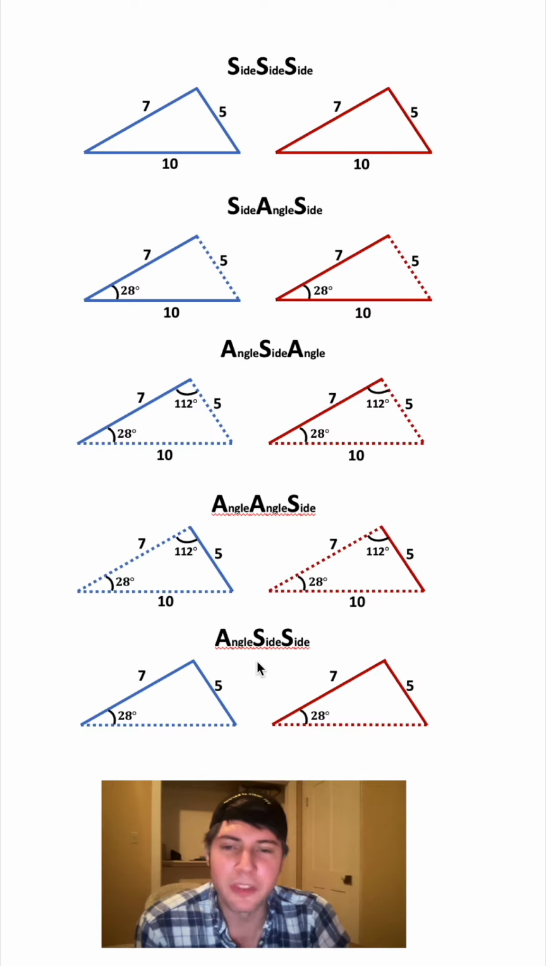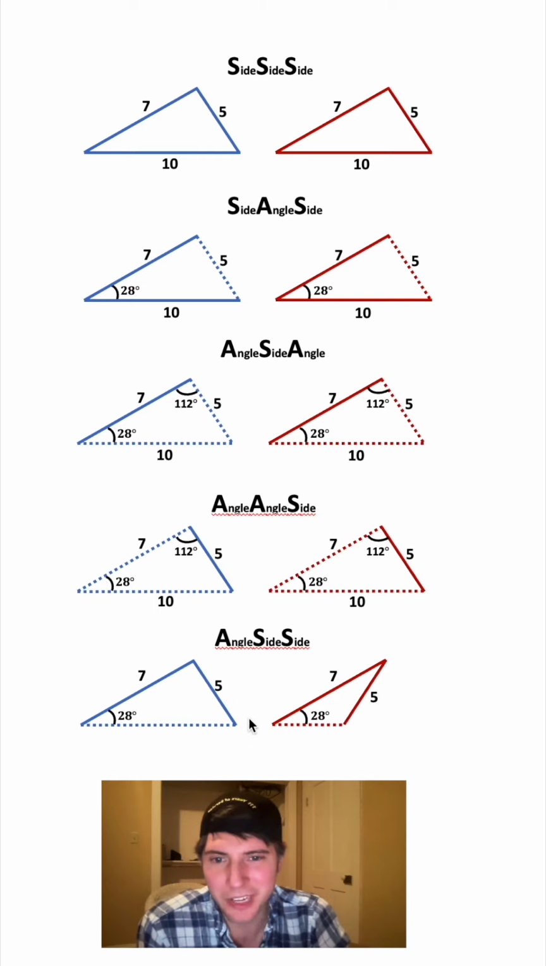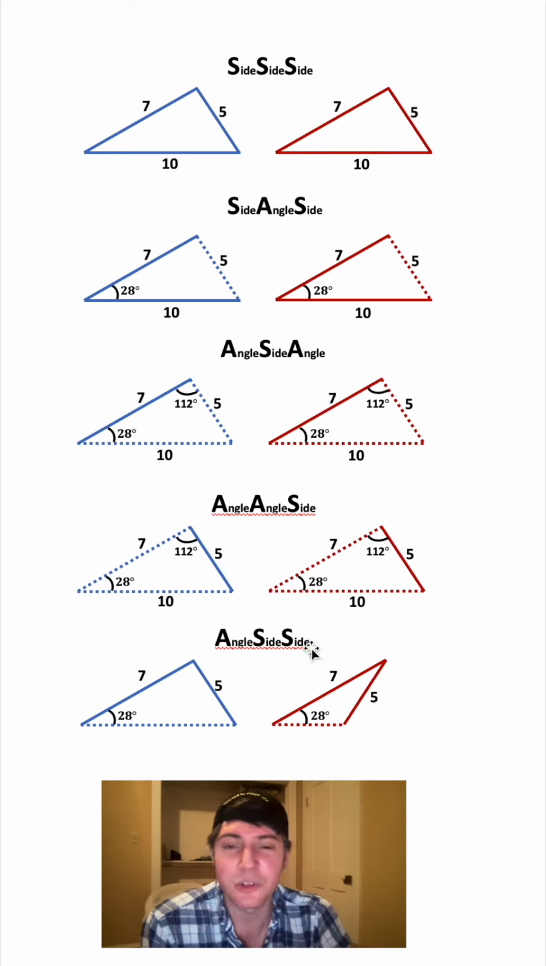So what's the problem with this? Well, the problem is this 5 can swing down to here. And now look at what I have. I have a corresponding pair of angles, corresponding pair of sides, and corresponding pair of sides. The ASS holds, but they're two different triangles. So the fact that we can have two different triangles in an ASS situation, that's what makes ASS not a valid way to prove that two triangles are congruent. But all the rest of these are valid ways to show two triangles are congruent.